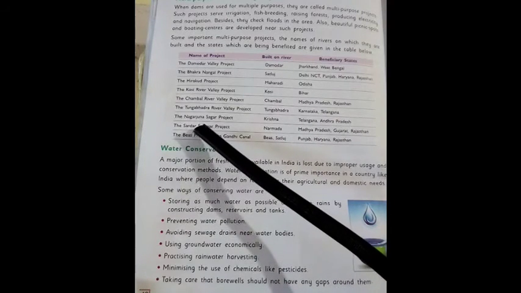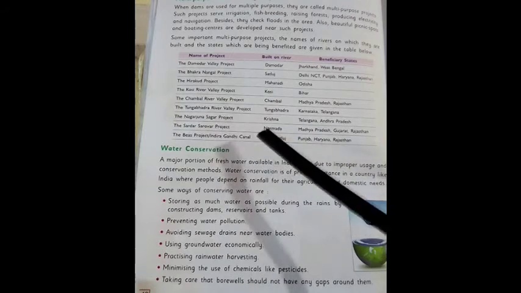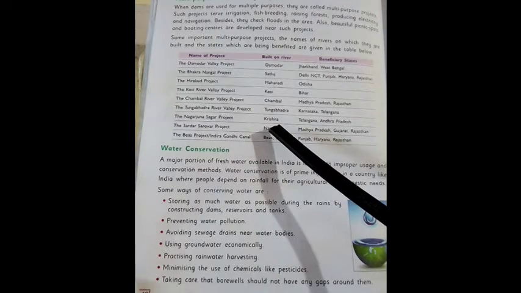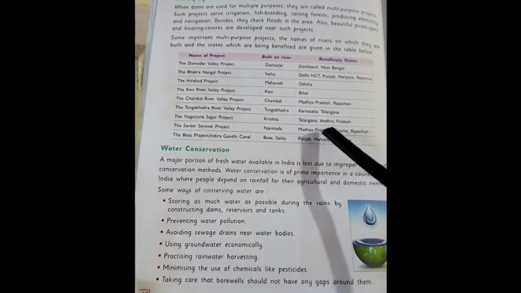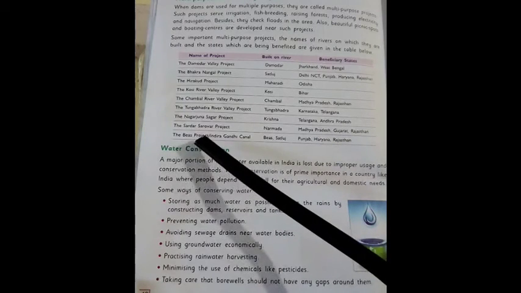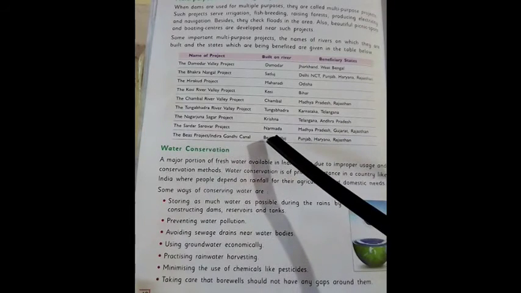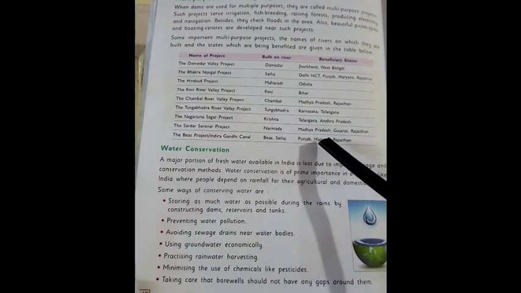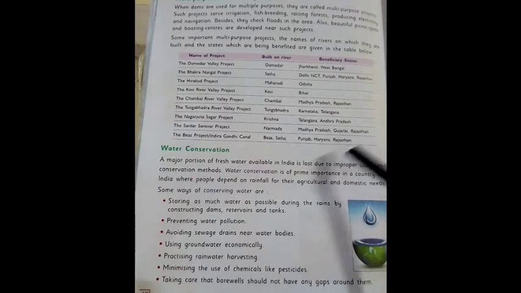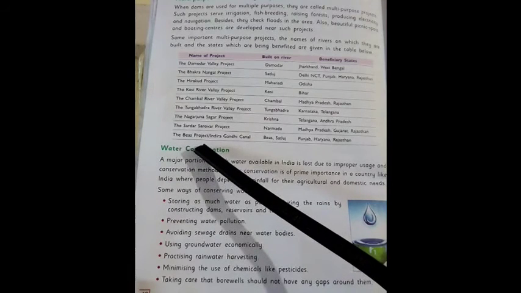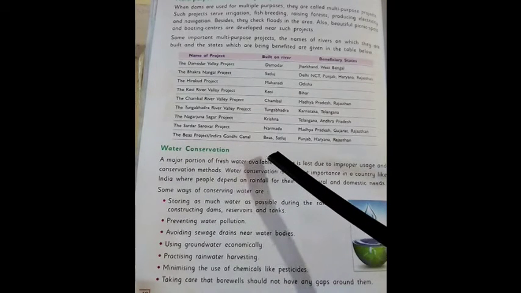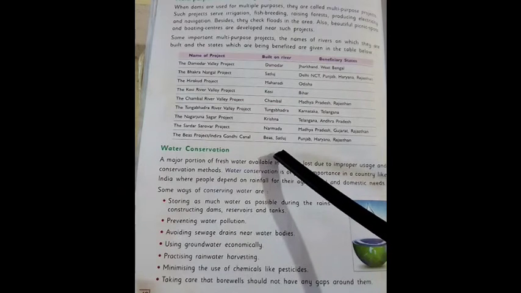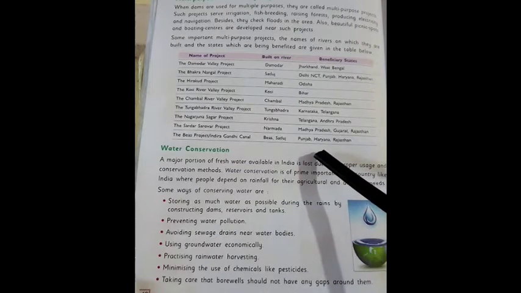The Nagarjuna Sagar project is on the Krishna river, in the states of Telangana and Andhra Pradesh. The Sardar Sarovar project is on the river Narmada, in the states of Madhya Pradesh, Gujarat and Rajasthan. The Beas project, Indira Gandhi Canal, is on the rivers Beas and Satluj, in the states of Punjab, Haryana and Rajasthan.